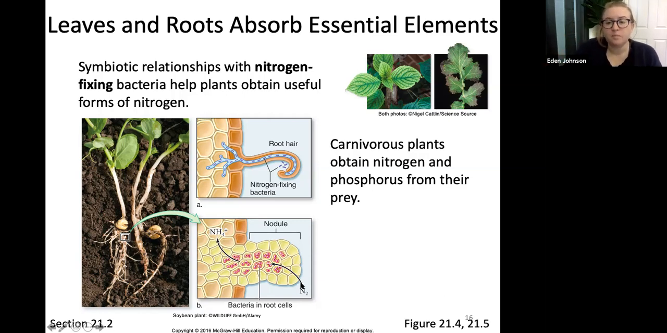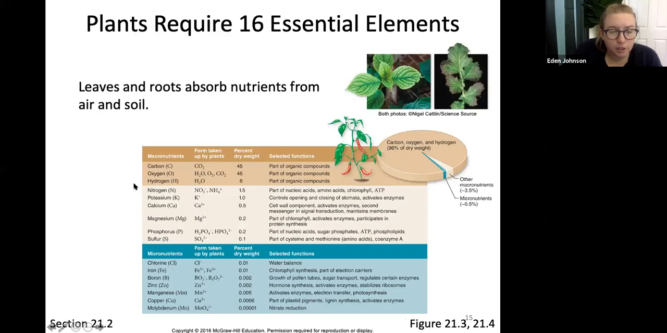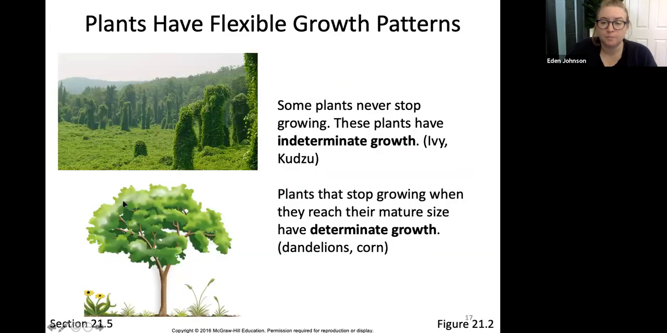Carnivorous plants don't have a problem with this because they obtain nitrogen and phosphorus from their prey. And nitrogen and phosphorus, let's look here. Nitrogen is right here, it's a macronutrient, and so is phosphorus. It's a very small percentage of the plant's dry weight, but still phosphorus and nitrogen, they're both macronutrients.